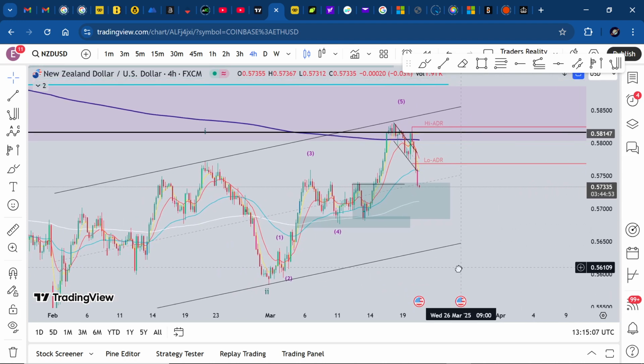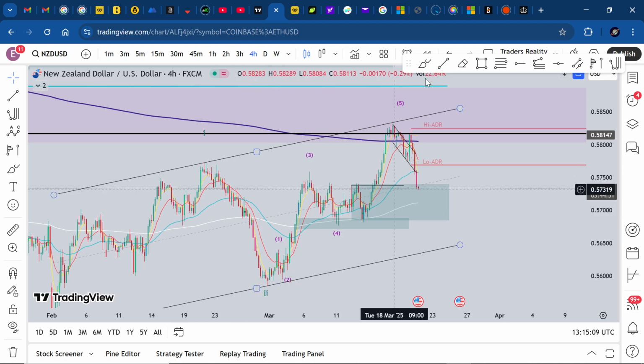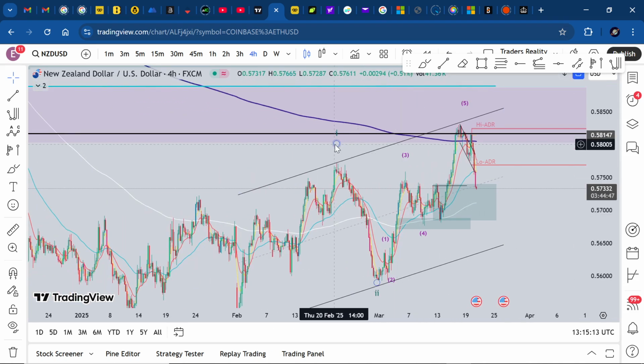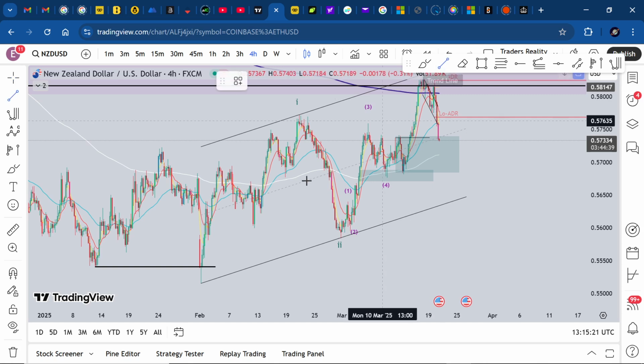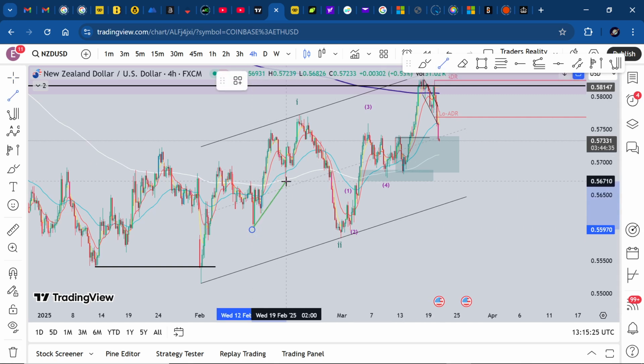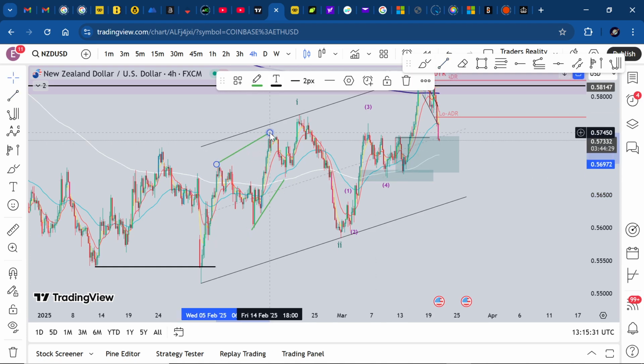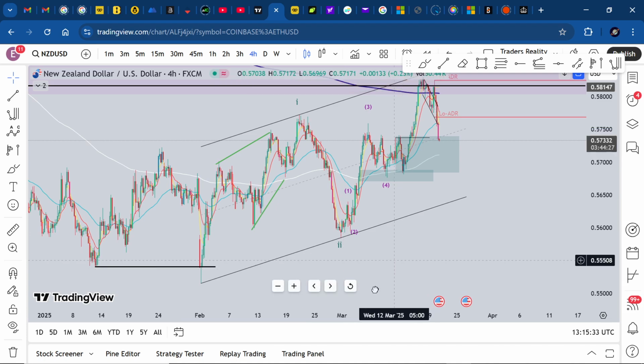Alright, NZDUSD, 1, 2, 3, 4, 5. I've already got my 1 over here. Okay, we grab the lows here. 1, 2, 3, 4, 5 in a leading diagonal, just like this. That is my count on NZD, a 1 and a 2.